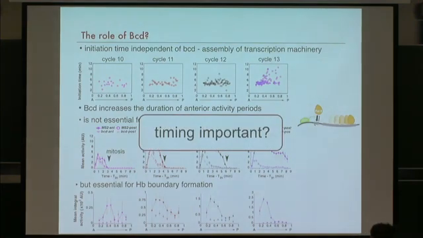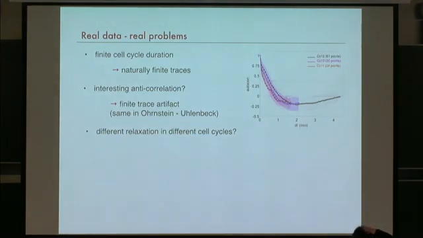Maybe what Bicoid really does in these early cell cycles is something to do with timing. Because this is development, and we don't have all day, right? I mean, we literally have 30 minutes. Or the fly has 30 minutes. So maybe in all of this, timing is important.